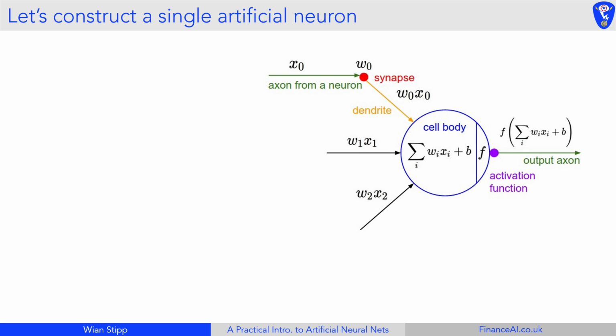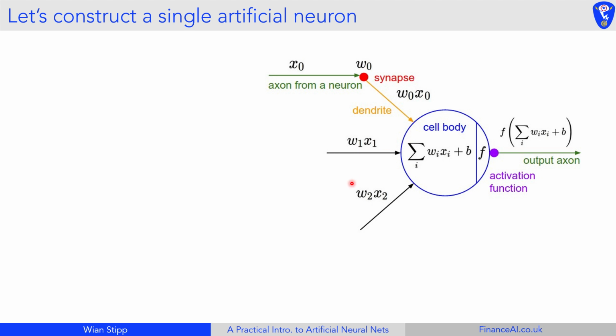Let's construct a single artificial neuron. So let me just get the laser pointer. Okay, so what happens is this is the cell body. Remember, try to keep in mind the analogy of the biological neuron. So this is the cell body, and then we have the axon from a different neuron and its synapse, which connects to the dendrite, which in turn connects to the cell body.